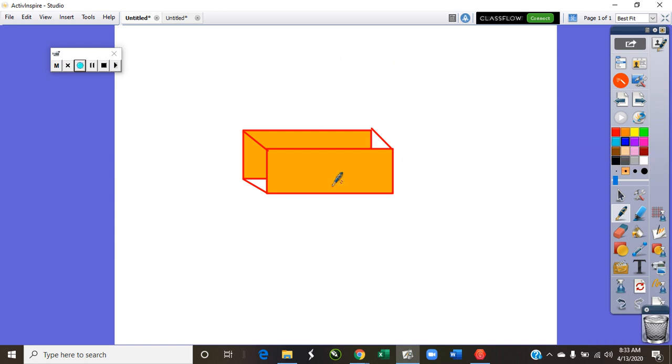Okay. Let's say this was 10 inches. Let's say this is 4 inches. Let's say this is 5 inches. Okay. I want you to find the volume of this rectangular prism. Pause the video and do this example, please.